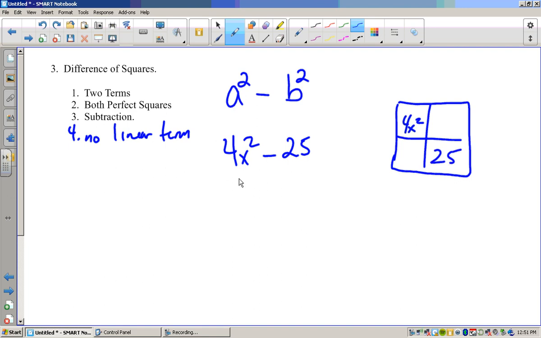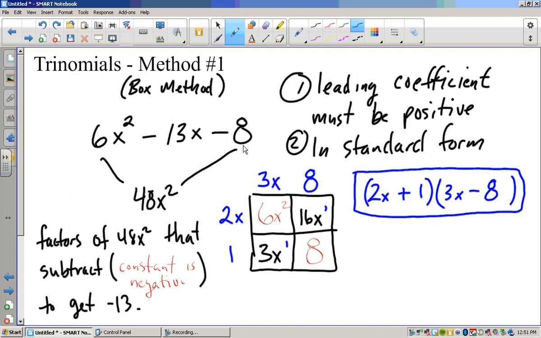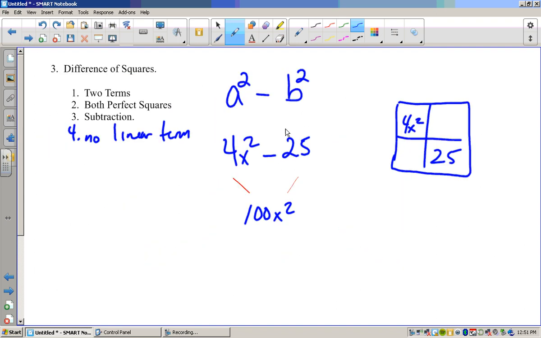Well, if I multiply these together, I get 100x squared. And as I did before, going way back, I need factors of my product that have a difference of my middle term. Well, the problem here is I have no middle term, so it's 0. So I'm looking for factors of 100 that have a difference of 0. That's going to be 10x and 10x.